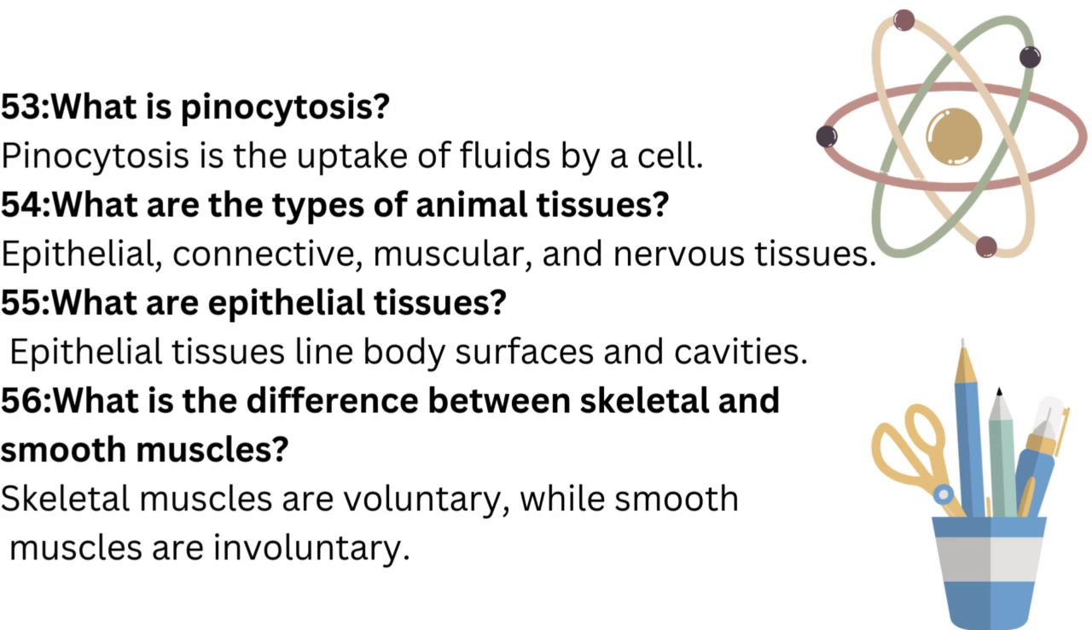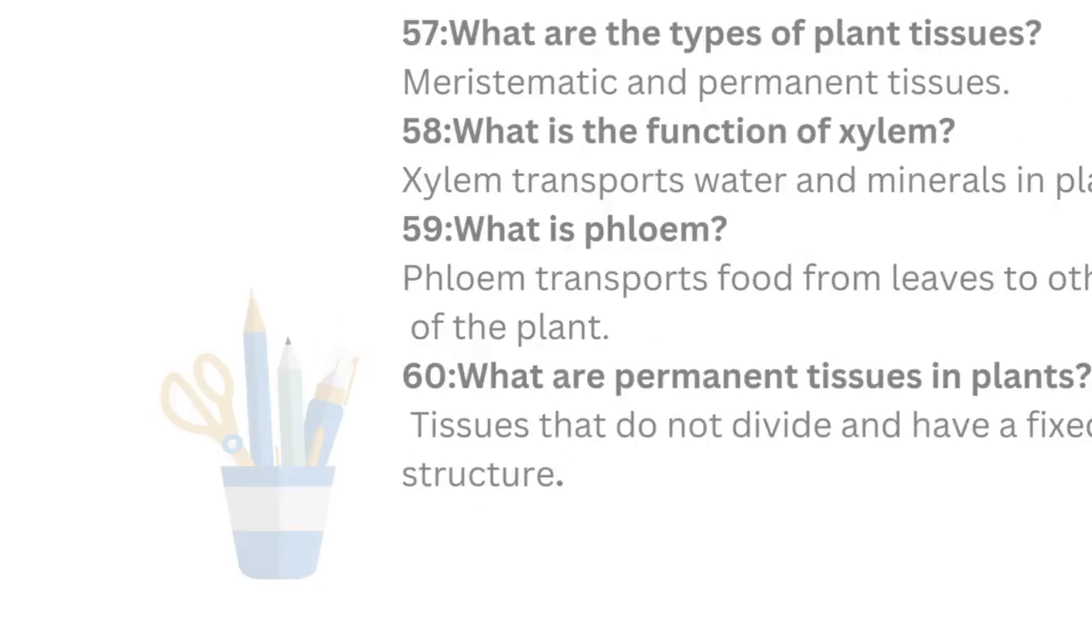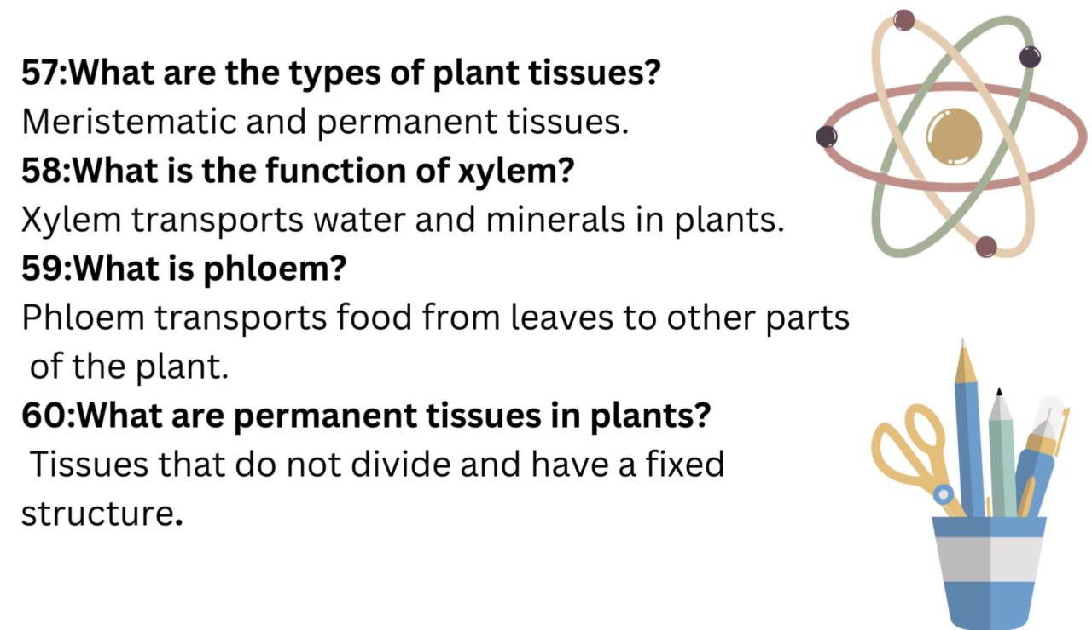What is the difference between skeletal and smooth muscles? Skeletal muscles are voluntary, while smooth muscles are involuntary. What are the types of plant tissues? Meristematic and permanent tissues. What is the function of xylem? Xylem transports water and minerals in plants. What is phloem? Phloem transports food from leaves to other parts of the plant.